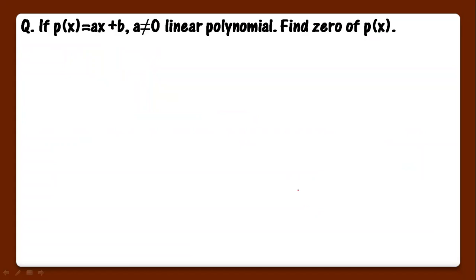Here is a question. If p(x) is equal to ax plus b, a not equal to 0, otherwise we will be left with only b, which would be a constant polynomial. That's why there is a condition, and it is a linear polynomial. Linear polynomial, why? Because the degree of the variable is 1. Then we have to find the 0 of p(x).